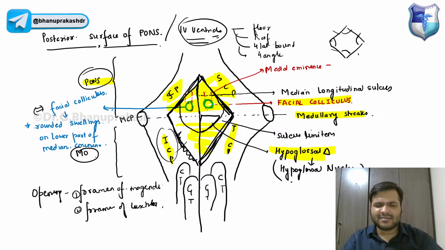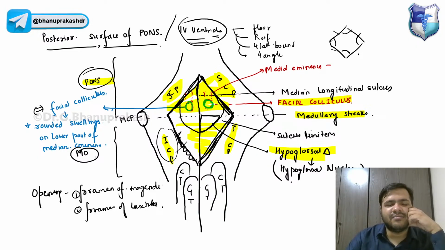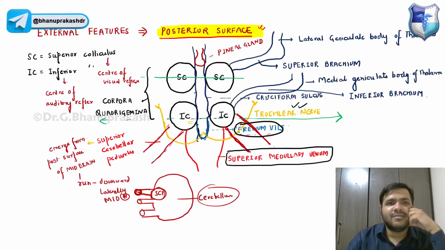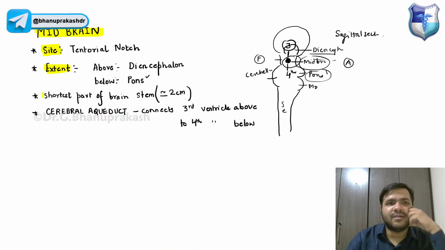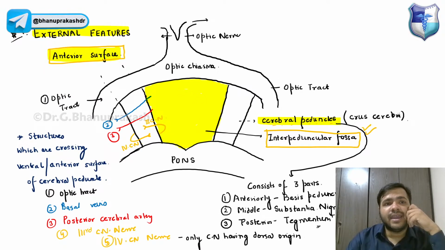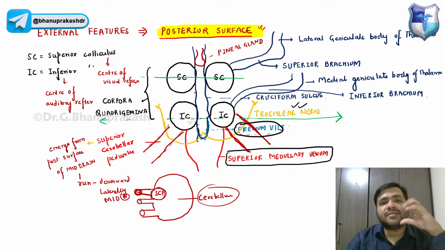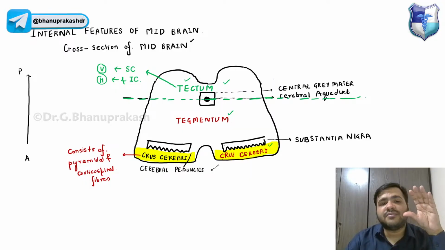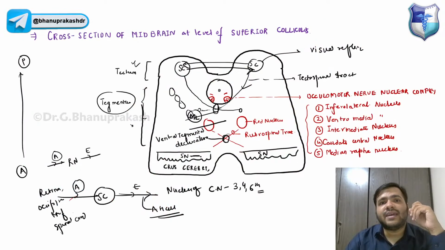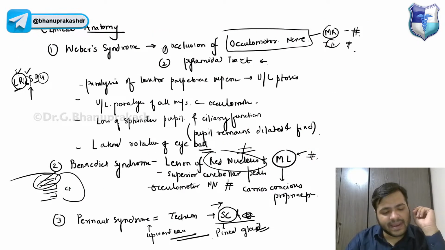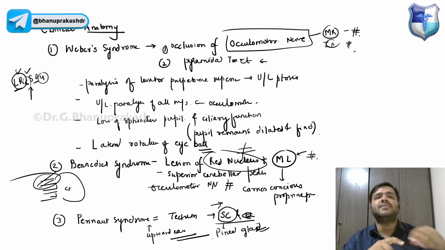We have to discuss all these parts before also, so you just have to go through it once. Today we have discussed this midbrain: the site, extent, the cerebral aqueduct. We have discussed the external features, the anterior surface, the interpeduncular fossa, and the posterior surface in detail. We have discussed the internal features, the cross section from the crus cerebri, tegmentum, and tectum, at the level of inferior colliculus and at the level of superior colliculus, along with the applied anatomy, in which I discussed Weber syndrome, Benedikt syndrome, and Parinaud syndrome.